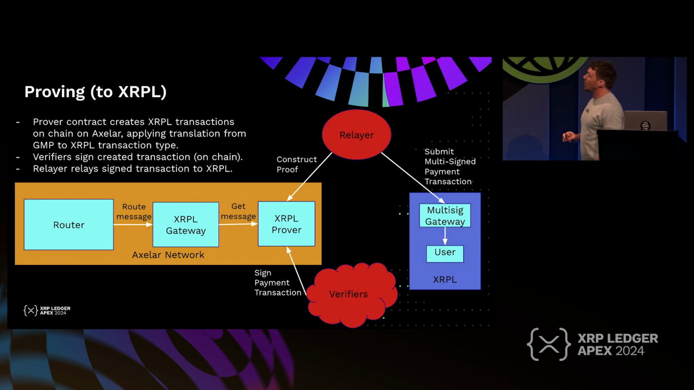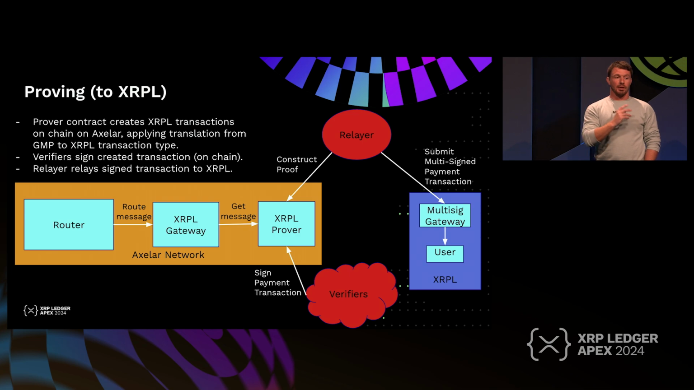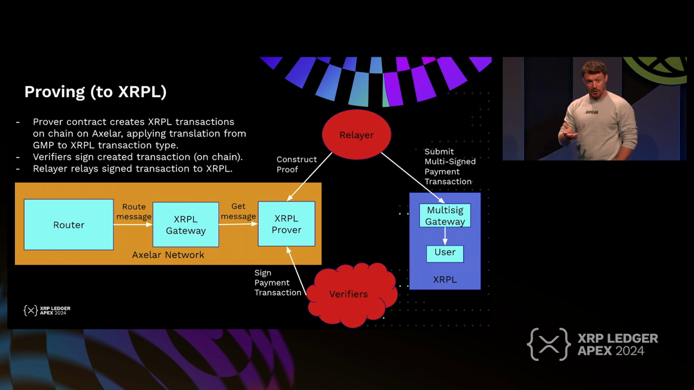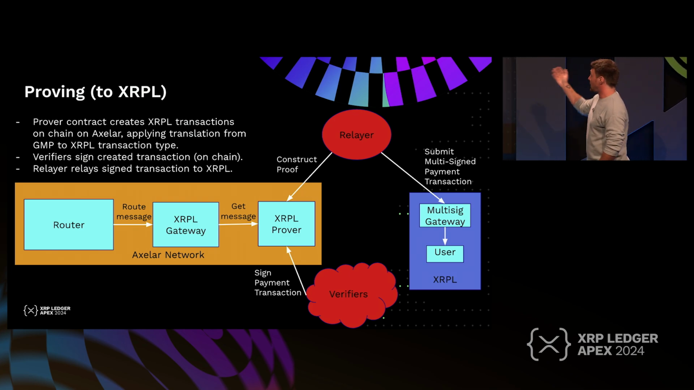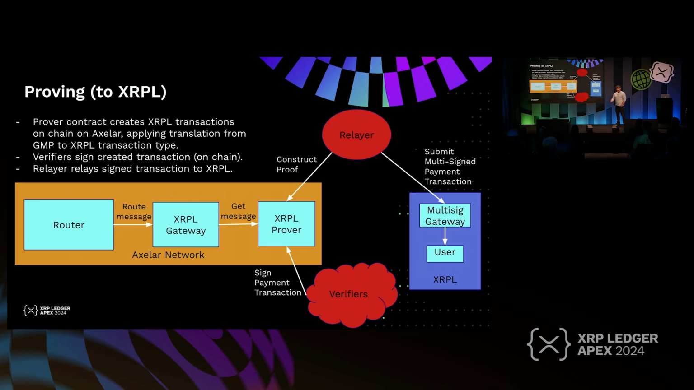Proving, this one's kind of complicated, but interesting. So what happens here is when a message is going to XRP Ledger, there's this prover contract on Axelar that gets the message and creates a payment transaction on chain. So it knows the XRP Ledger serialization format and creates a payment transaction that's going to be sent from the multi-sig gateway.